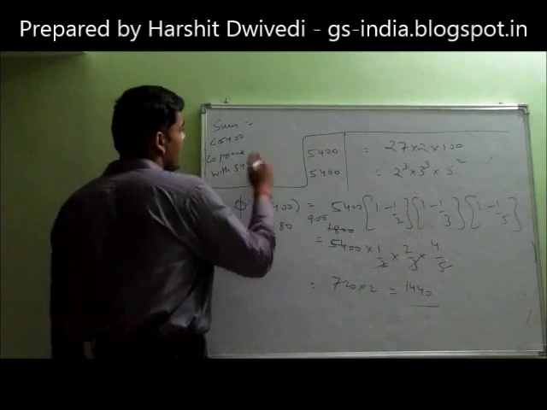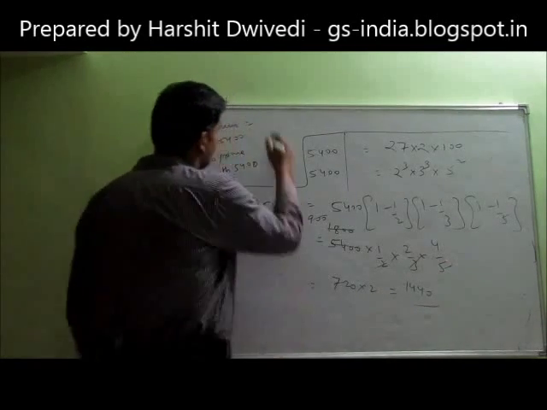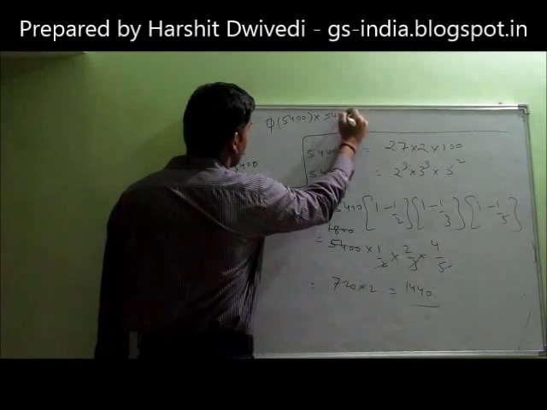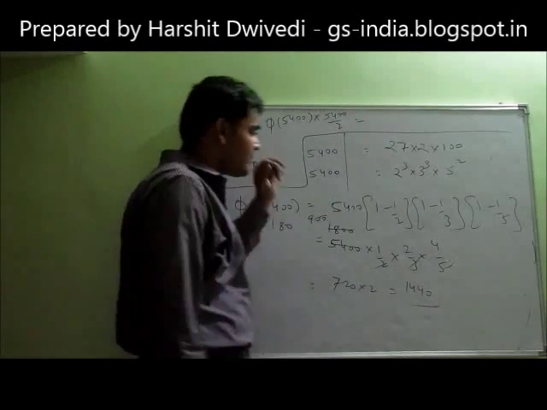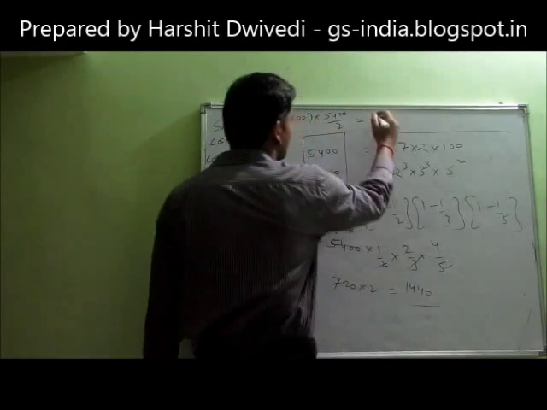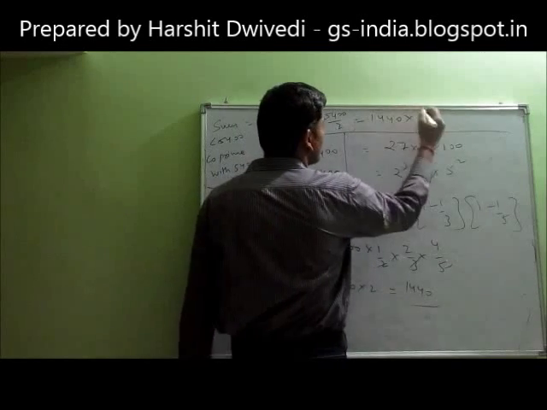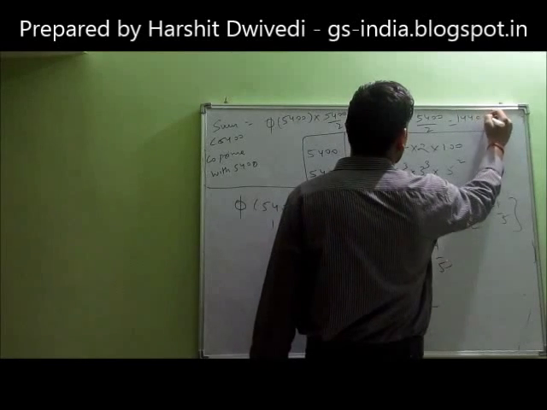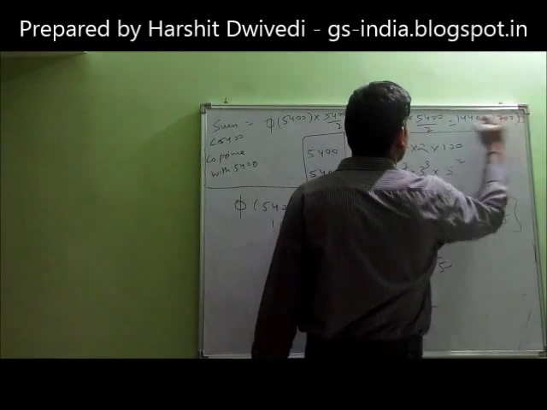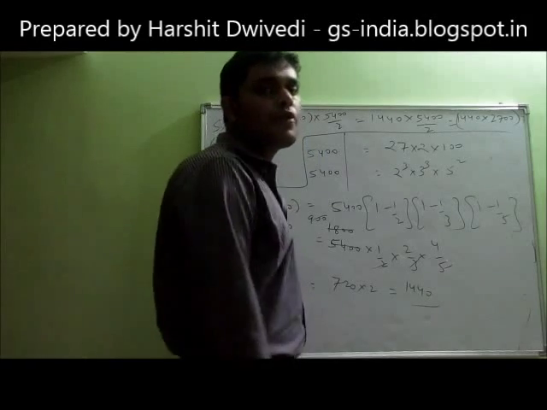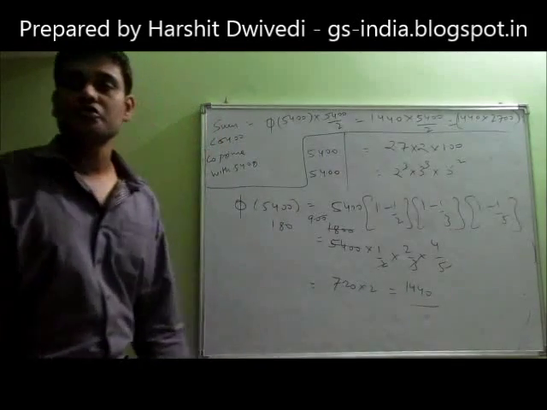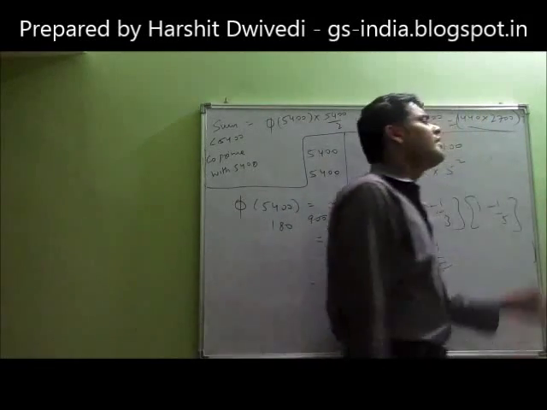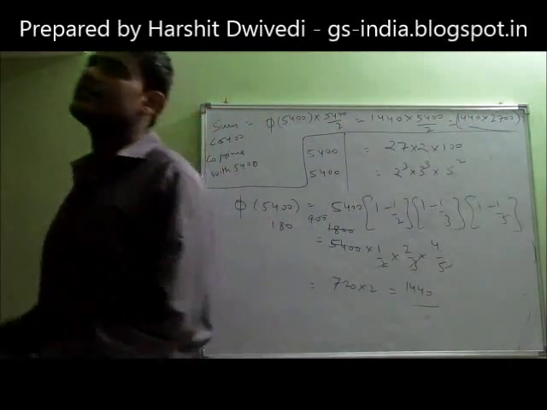So, in this case, I will write the Totient of 5400 into 5400 by 2. Now, what is the Totient of 5400? It has come out as 1440. Into what is 5400 by 2? 2700. So 1440 into 2700 will be your answer. The sum of all those numbers that are less than 5400 and are co-prime with it is 1440 into 2700. We can multiply this number, but there is no need to multiply at this point of time.